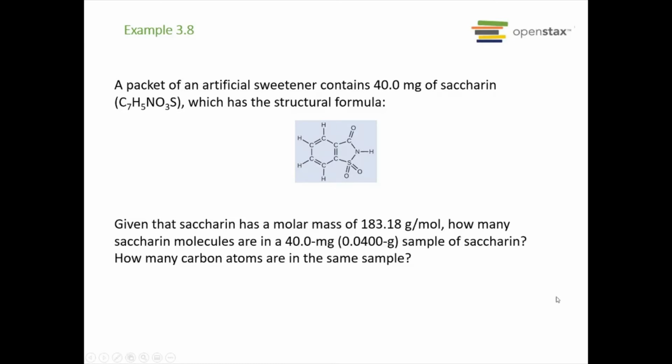All right, now here's one more. A packet of an artificial sweetener contains 40 milligrams of saccharin, which has this structural formula. Kind of a cool formula or structure, isn't it? Given that it has a molar mass of 183.18 grams per mole, how many molecules are in a 40 milligram sample of saccharin? And they give you a lot of extra information. You should be able to go from milligrams to grams on your own. You should even potentially be able to calculate the molar mass on your own. But it wants to know, and then how many carbon atoms are in the same sample.